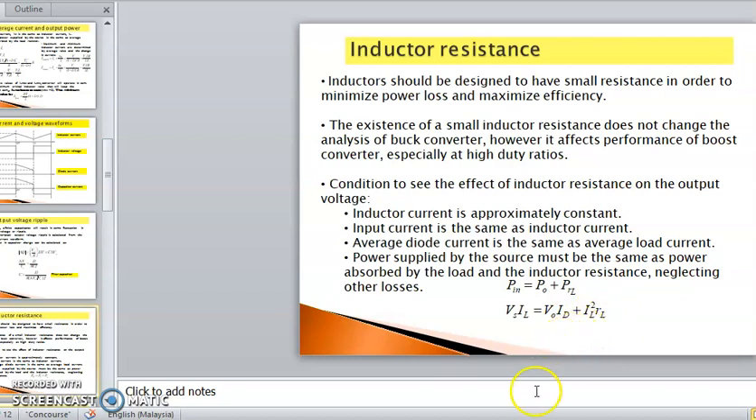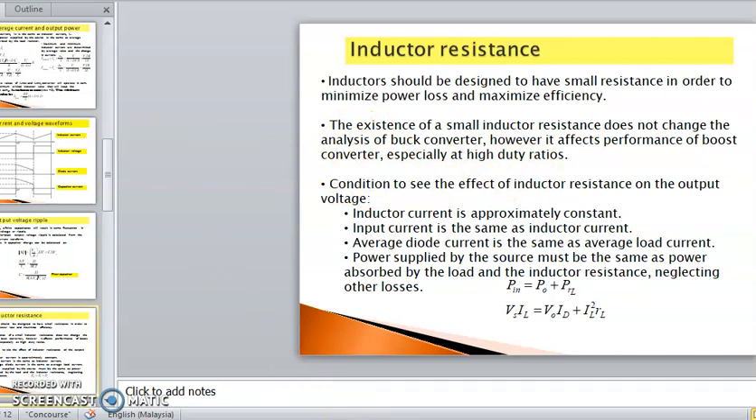Because if you take a look at the inductor, the fabrication of an inductor is composed of a lengthy conductor wrapped onto the core. Sometimes it's just an air core, sometimes we have a ferrite core like a transformer. Okay, the existence of a small inductor resistance does not change the analysis of the buck converter. However, it will affect the performance of the boost converter, especially if we put in high duty ratios.